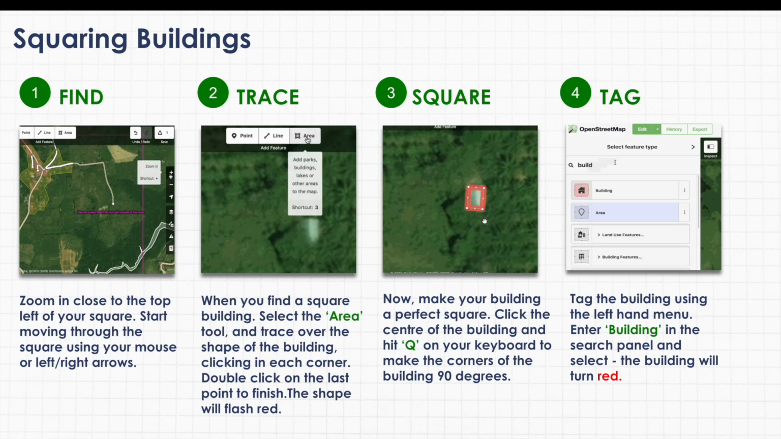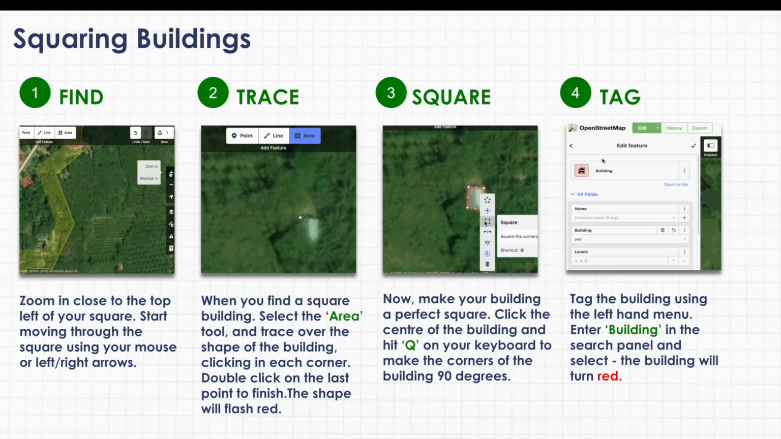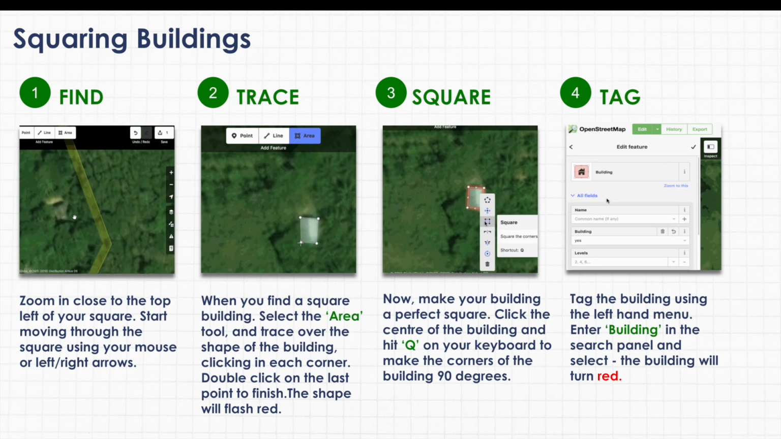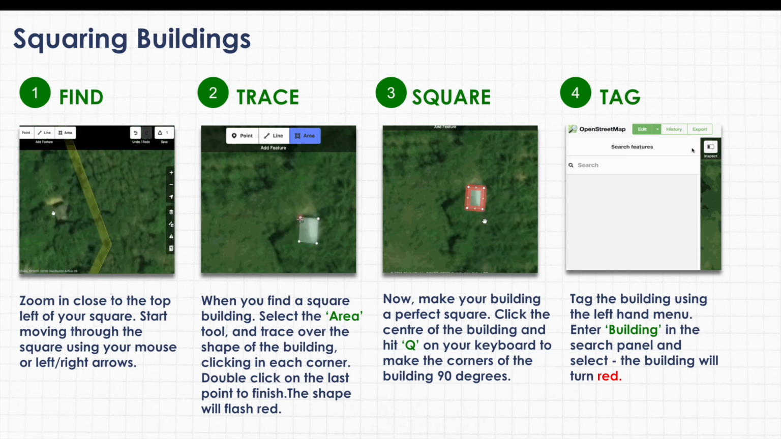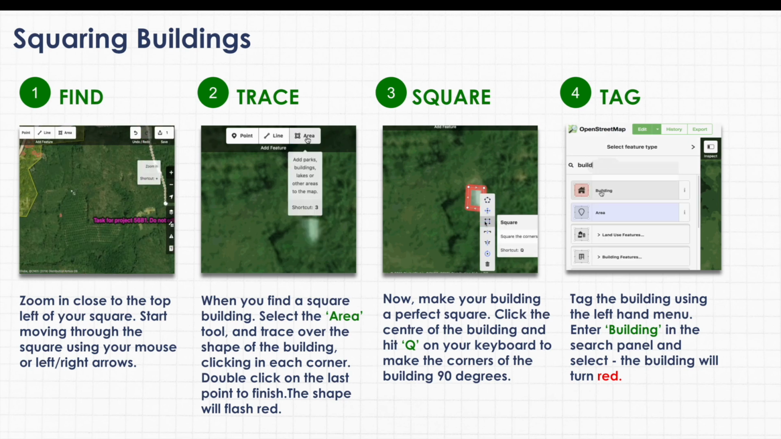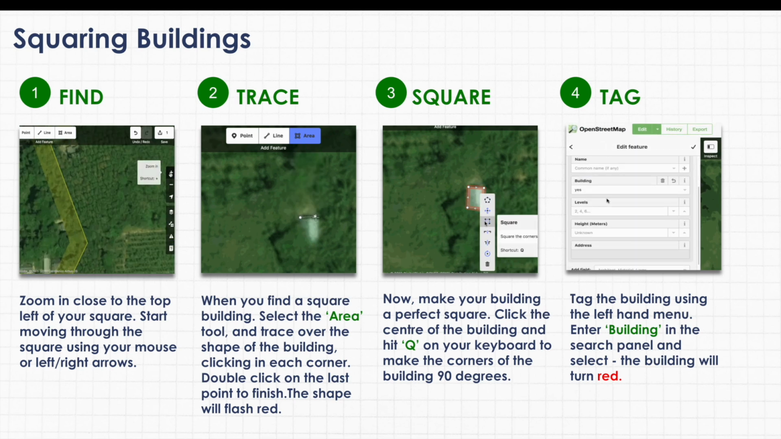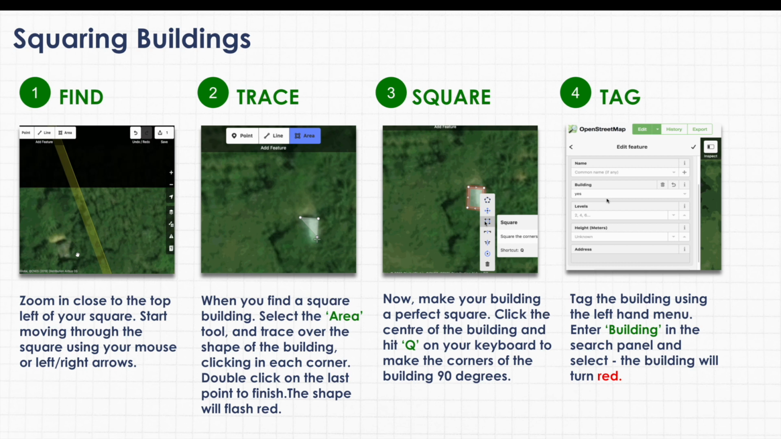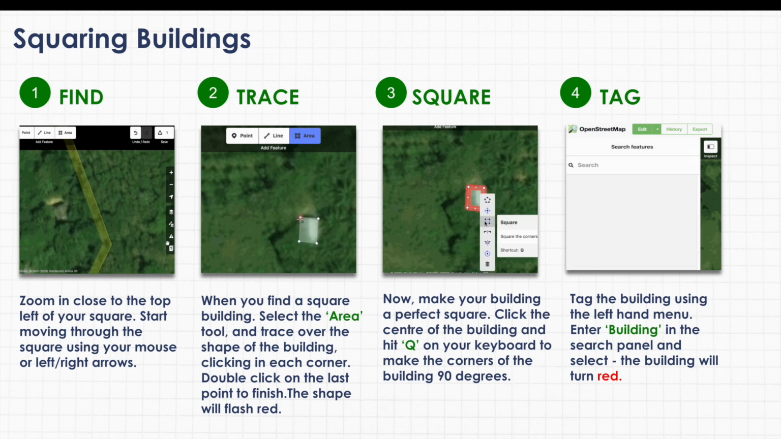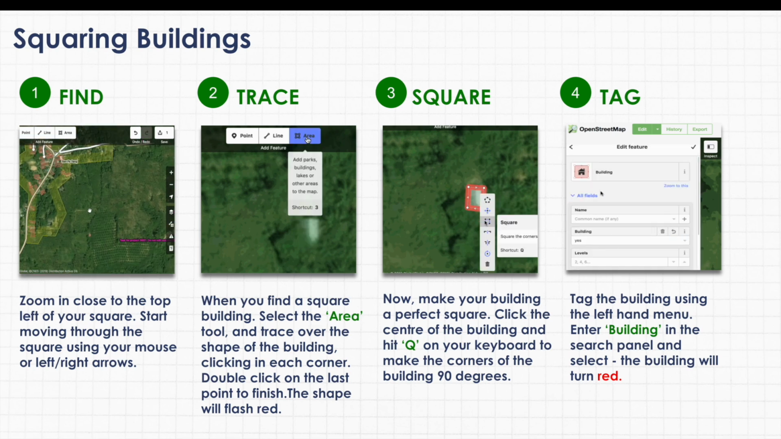So the first thing you want to do is zoom in really close to the top left of your square. I personally like to start in a corner and work my way across the square in rows. And always make sure not to map outside of the pink bounding box. When you find a square building, select the area tool or number 3 on your keyboard and trace over the shape of the building, clicking once on each corner to create a node there. Double-click on the last point to finish. The shape will flash red.